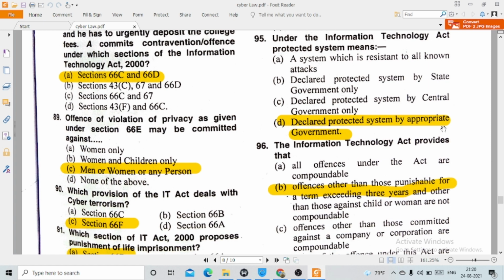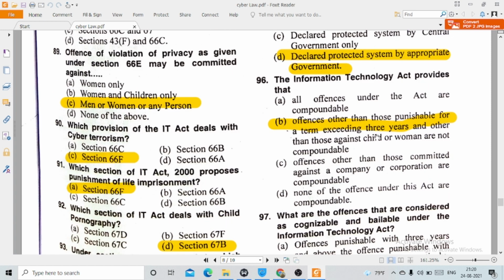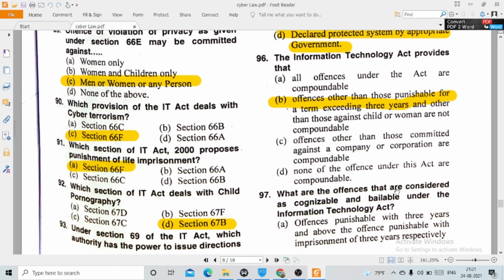96. The Information Technology Act provides that, option B, offences other than those punishable for a term exceeding 3 years and other than those against a child or woman are compoundable. So only those offences are compoundable which are not exceeding 3 years, or if committed against a child or woman, like in the case of violation of privacy under Section 66A or 67B, which deals with child pornography.